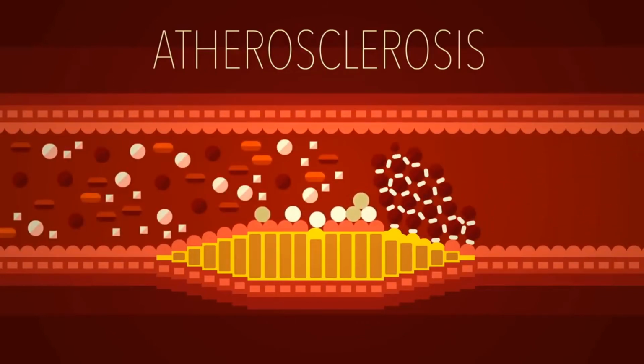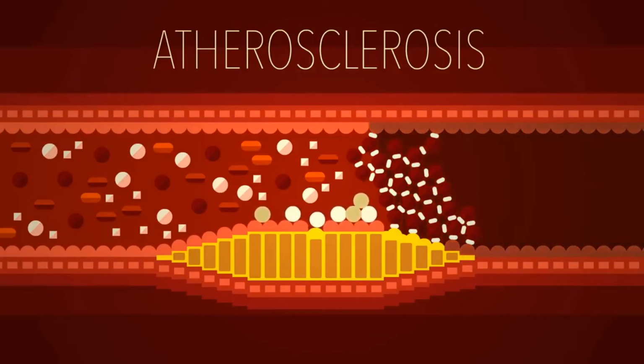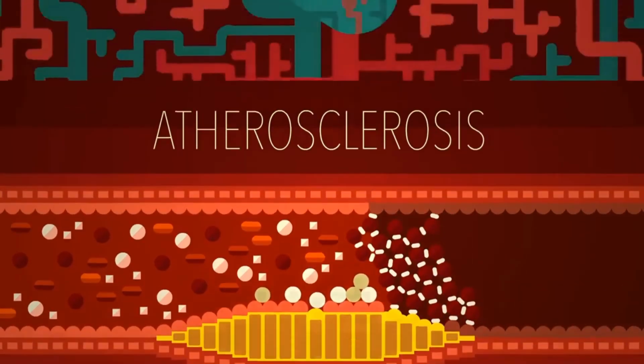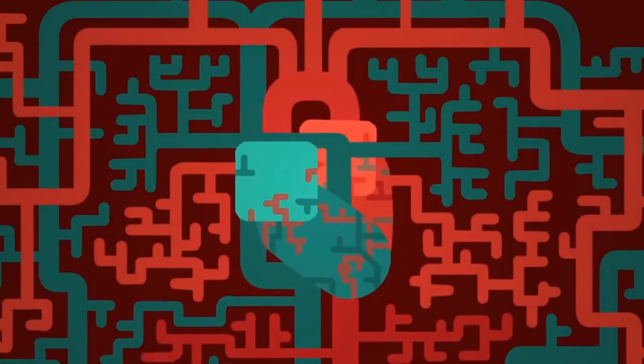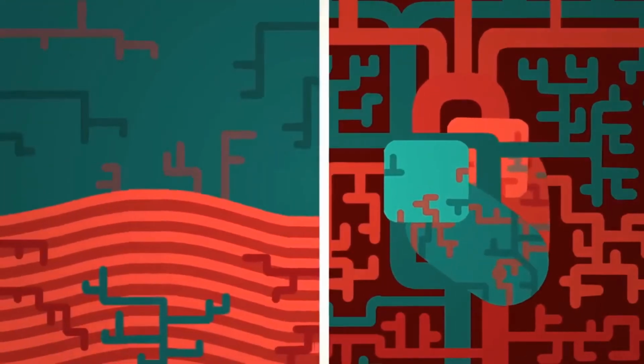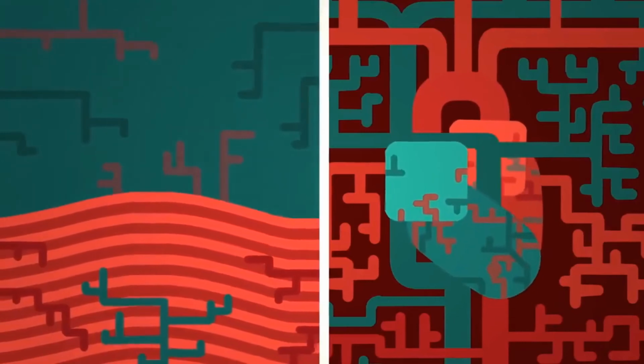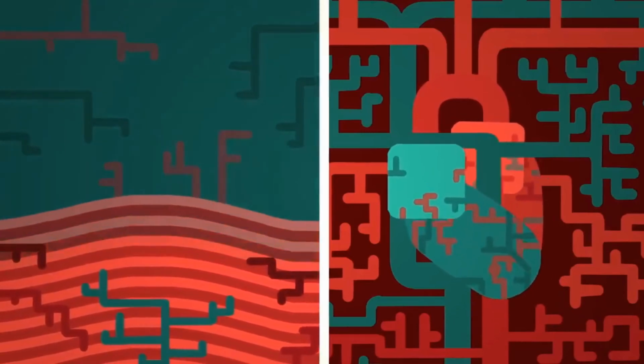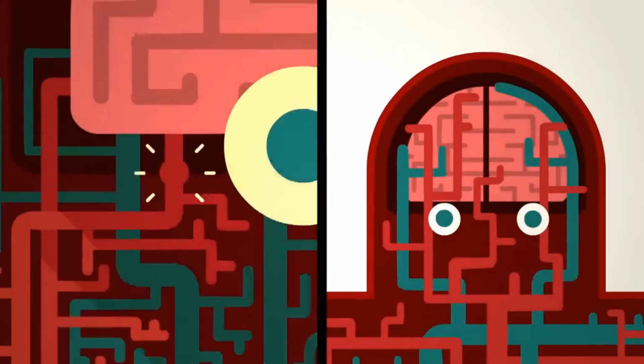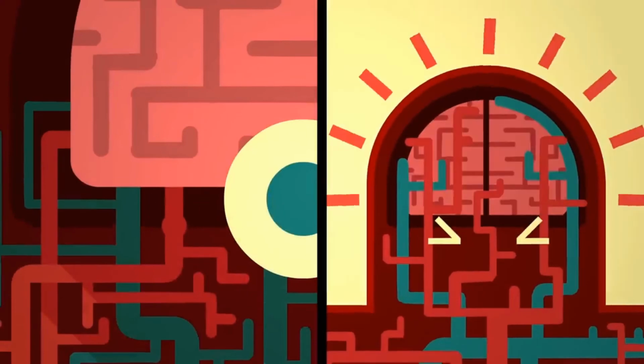If the clot is big enough, it can completely block the flow of oxygen and nutrients to cells downstream. In vessels that feed the heart, that will cause a heart attack when oxygen-deprived cardiac muscle cells start to die. If the clot cuts off blood flow to the brain, it causes a stroke.